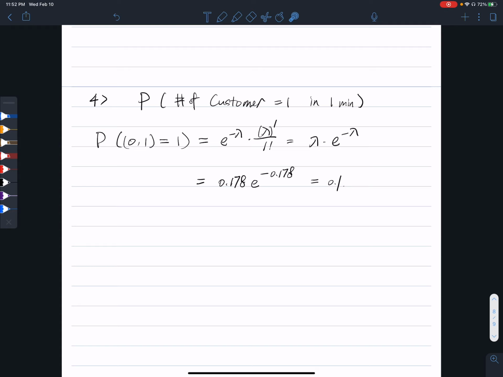So basically, after calculation it is 0.149.